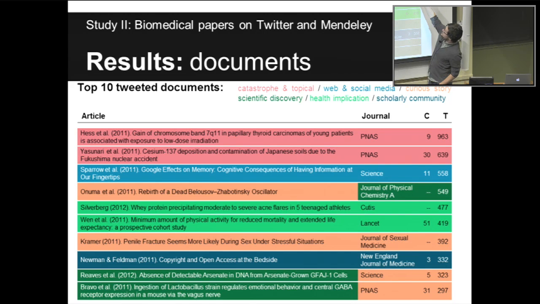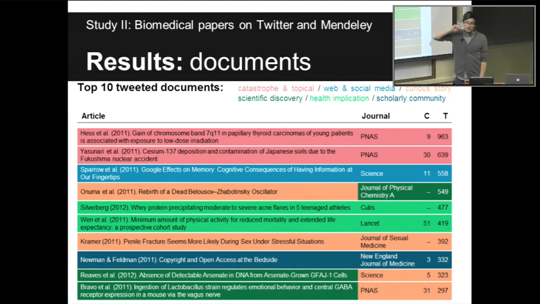So the top two papers were top tweeted because they were linked to a catastrophe, the Fukushima catastrophe. One of them received a certain number of citations, the other one received a lower number of citations, but mainly their tweets came from Japanese people who were concerned about the results of the radiation. The third one did receive, again, a lot of tweets, but only a small number of citations. Why? Well, because it relates to the Google effect on memory. People tweet that because they say, well, because of Google, we don't remember anything anymore. So there's a funny aspect behind the fact that the paper is being tweeted.